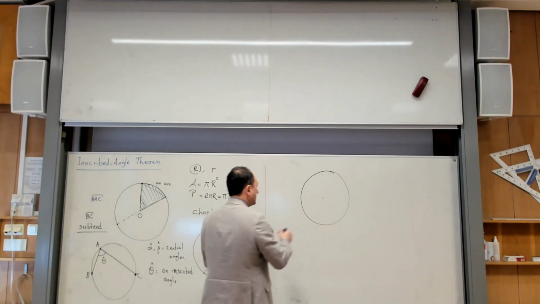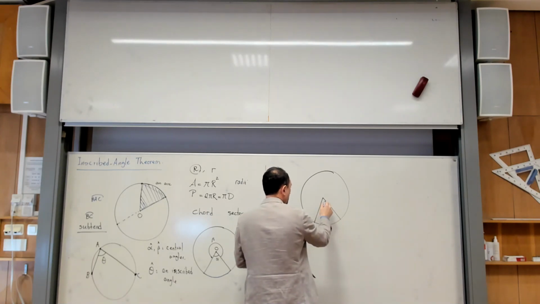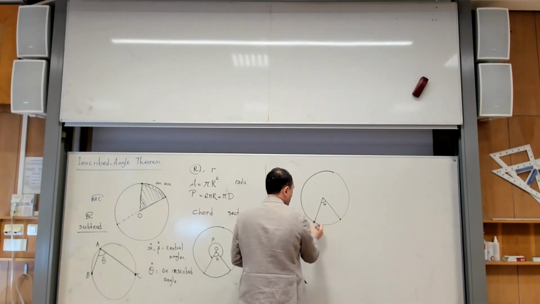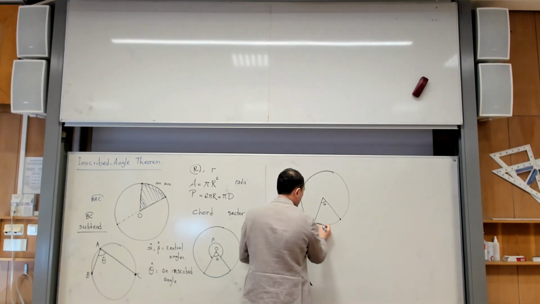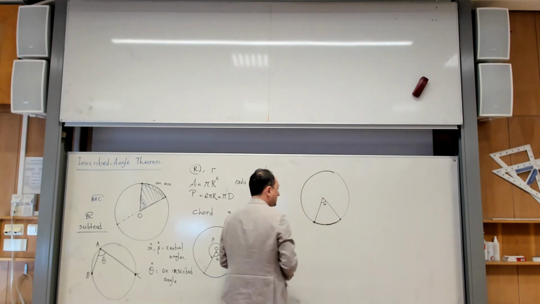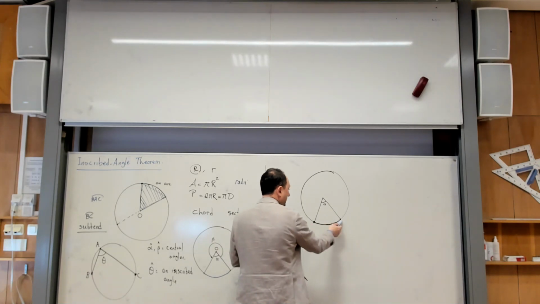Let me, for example, draw a random central angle for you here. This one. Let me call this one alpha. So this is the arc subtended by angle alpha. Now let us draw another inscribed angle, which is subtending the same arc.